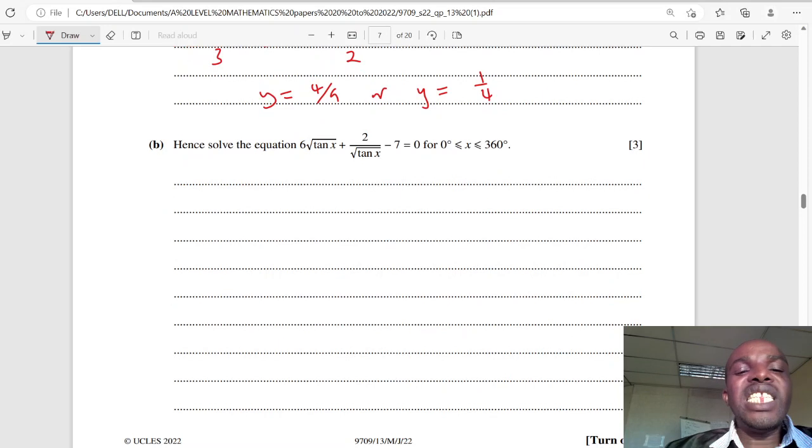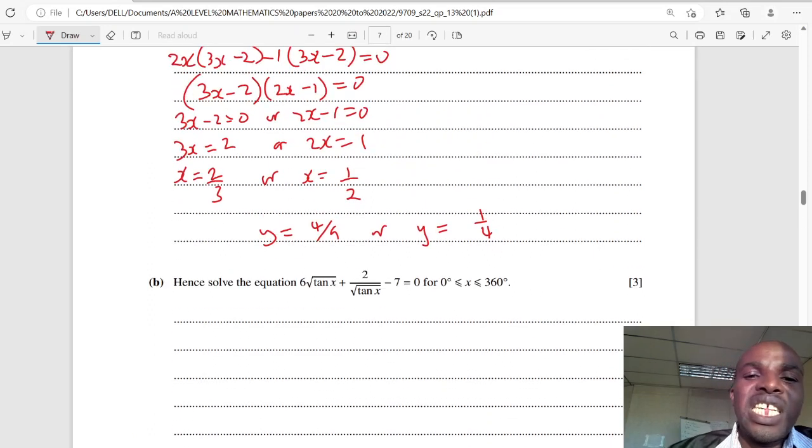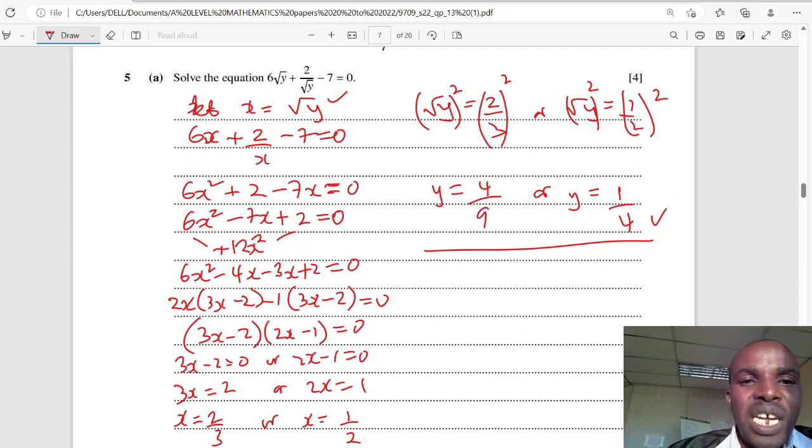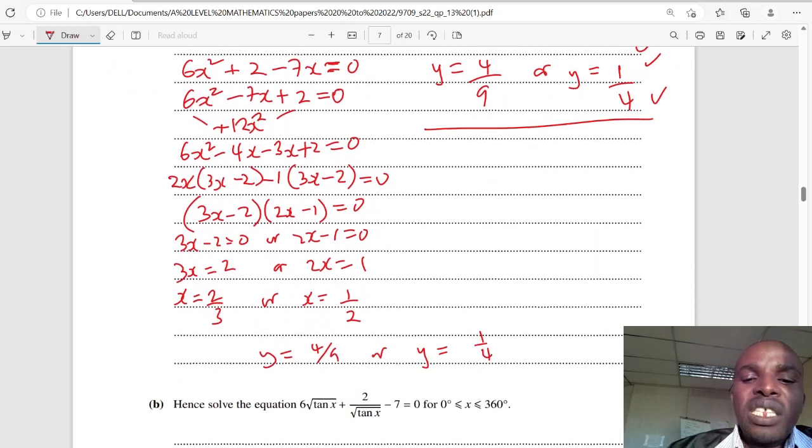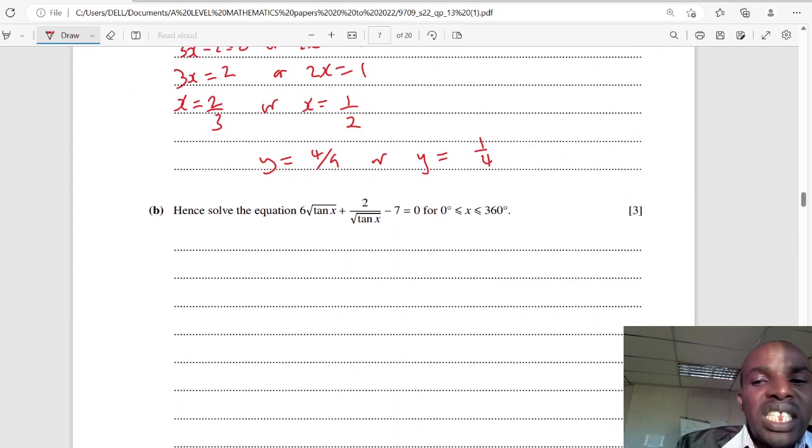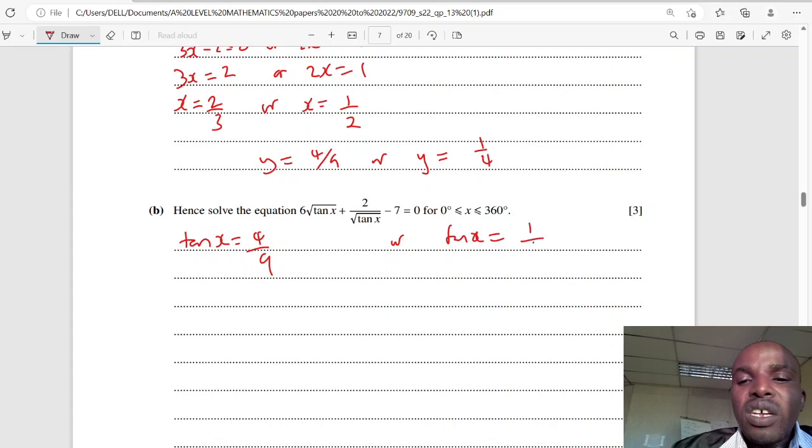Then second question, hence solve the equation. So hence, it means they're using the solution that we found in the previous item. Hence solve the equation 6 tan x, root tan x plus 2 over root tan x minus 7 is equal to 0. If you check, this one is similar to question number 5a. Right? So your y, in other words, has been replaced by tan x. So the values of y can equally represent the values of tan x. So y is now represented by tan x. So you can say tan x is equal to 4 over 9, or tan x is equal to 1 over 4, like this.